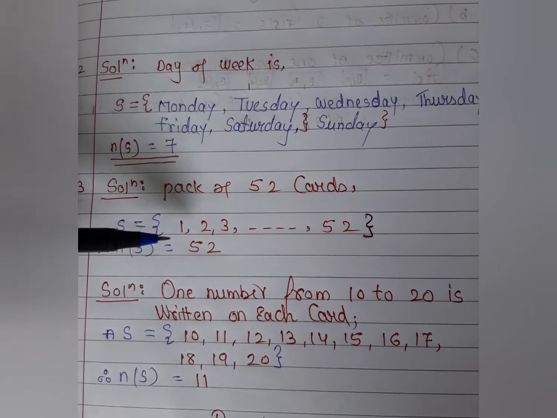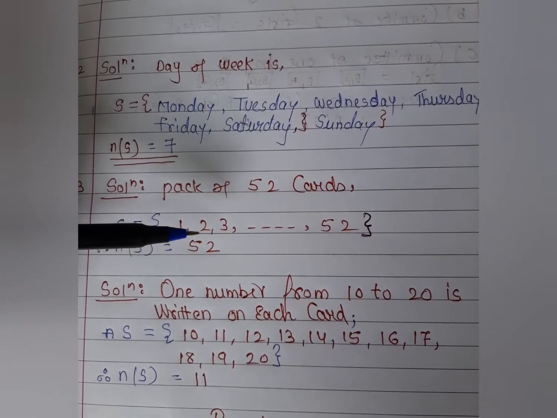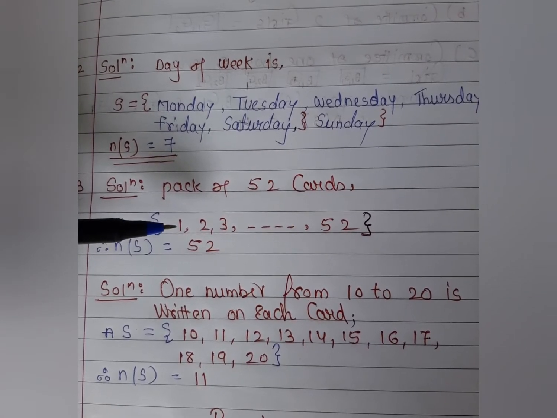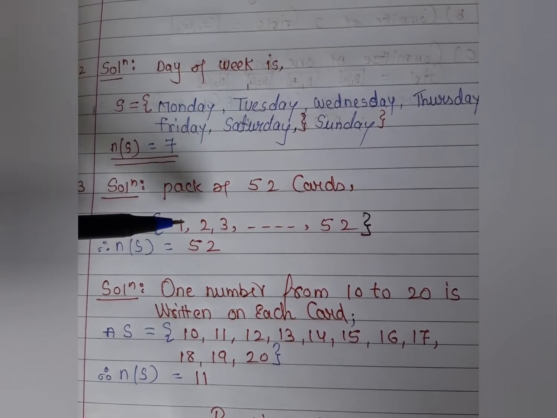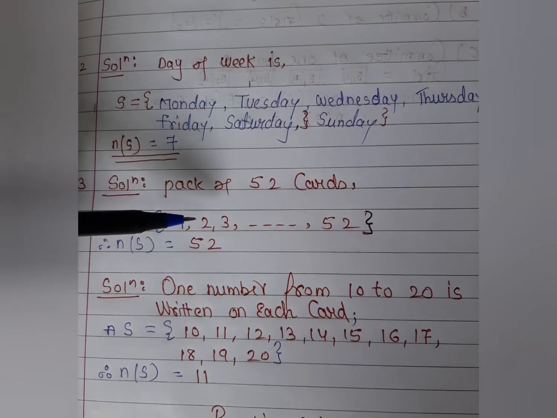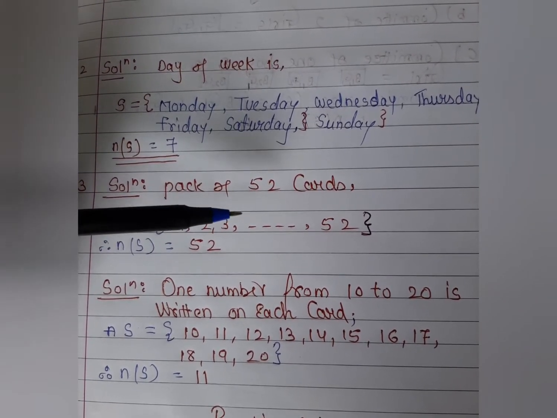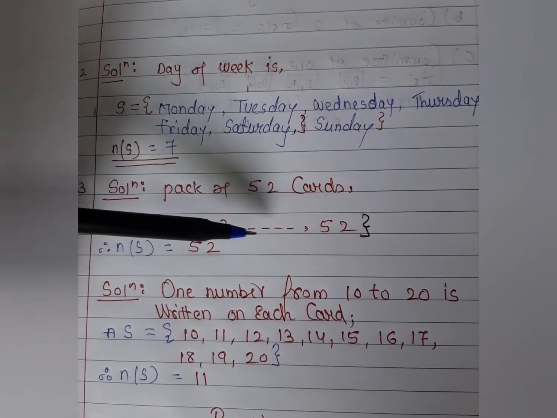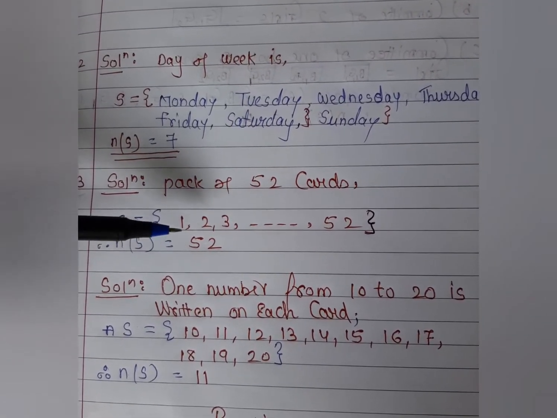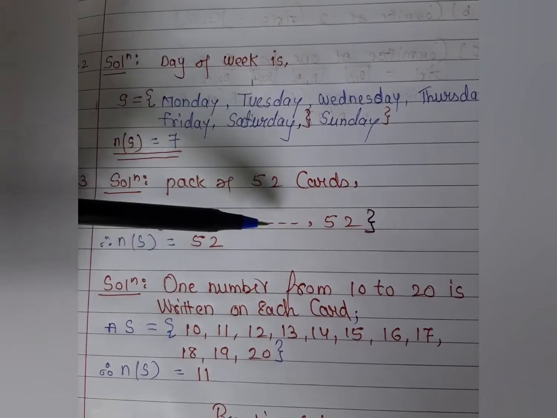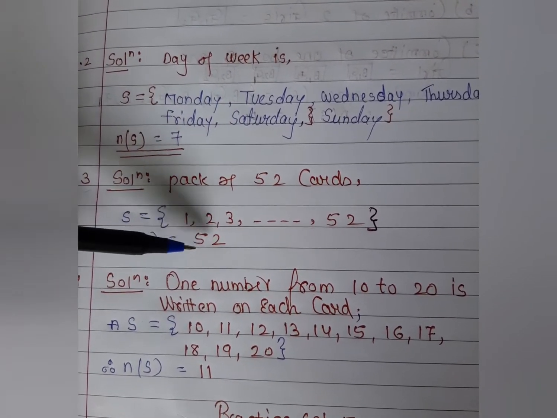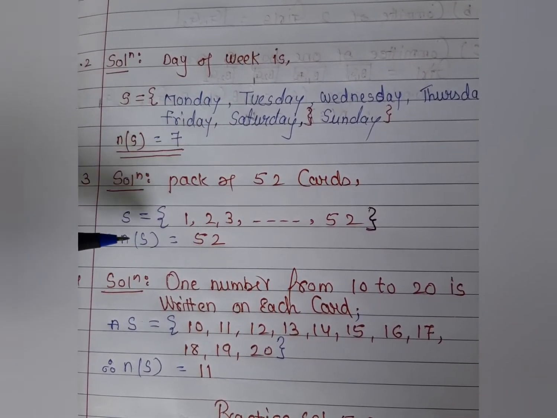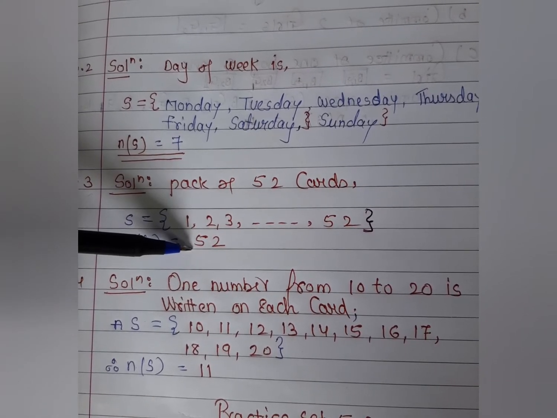Yes students, we are not supposed to write all numbers. It means we are not supposed to write numbers from 1 to 52. We can write a few numbers, and then we can put a comma, and we can write the last number of that card. So here we have the sample space, and you know it very well, we have 52 cards. So the counting of numbers is 52. So the number of sample space is 52 here.